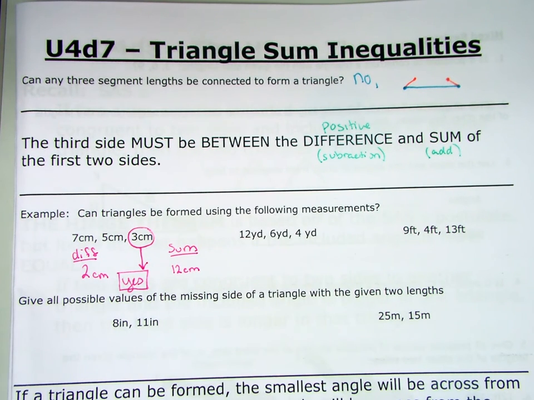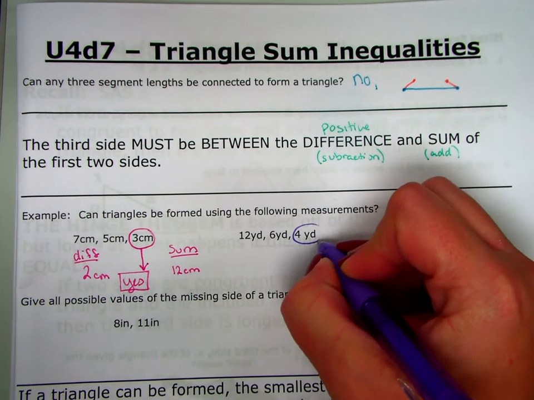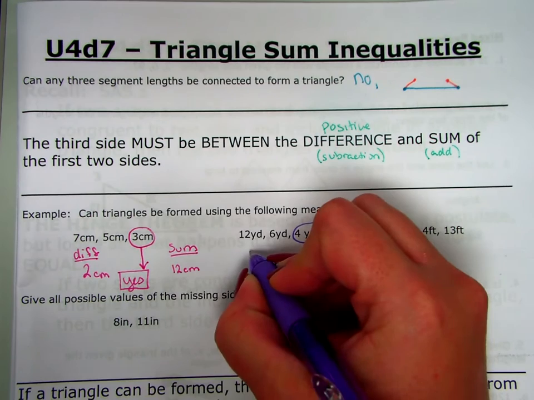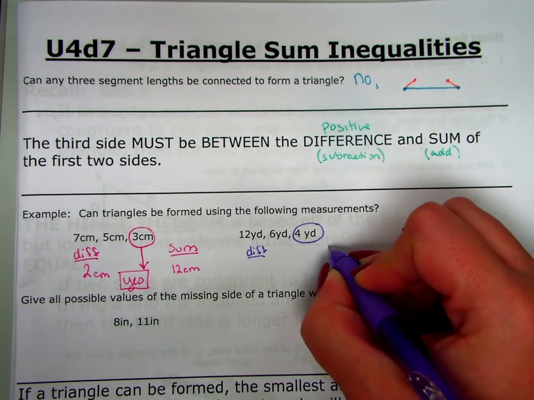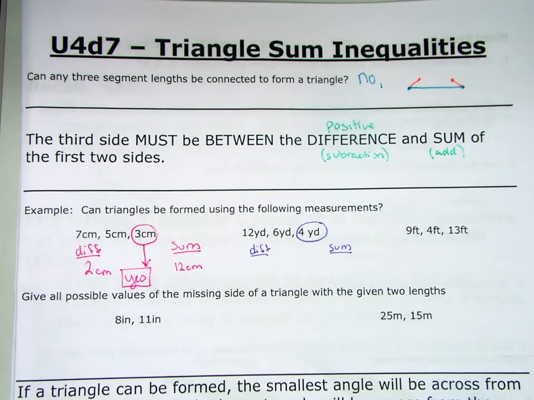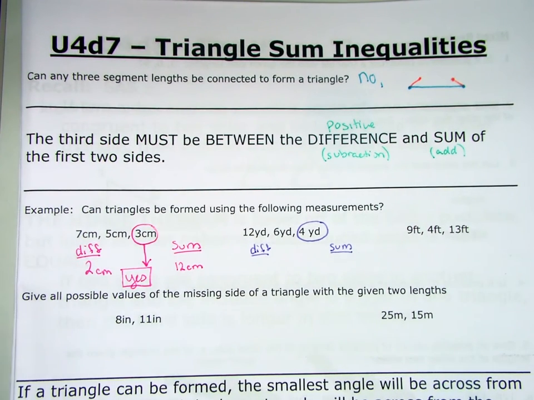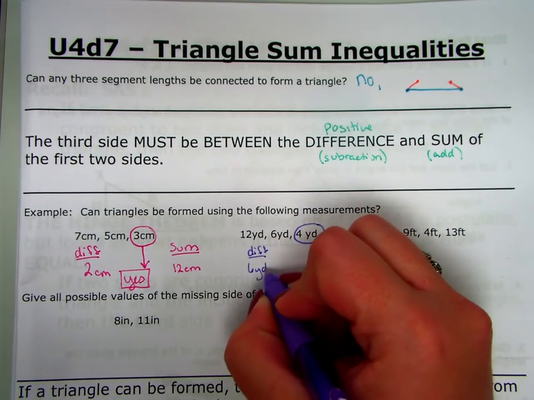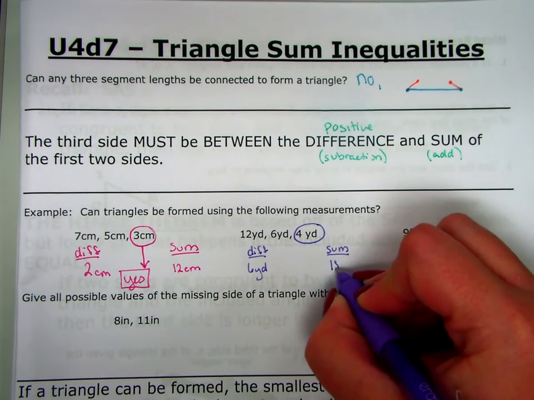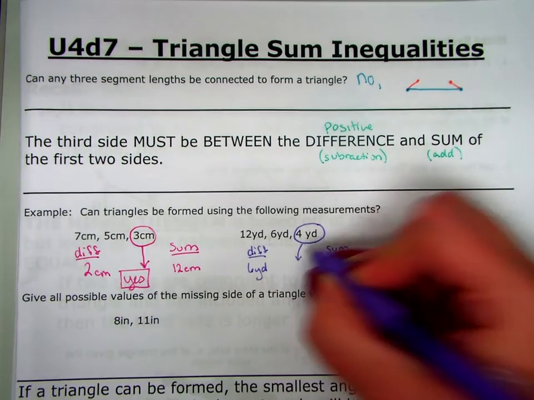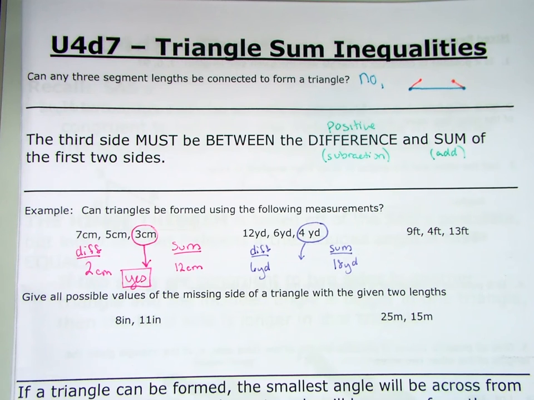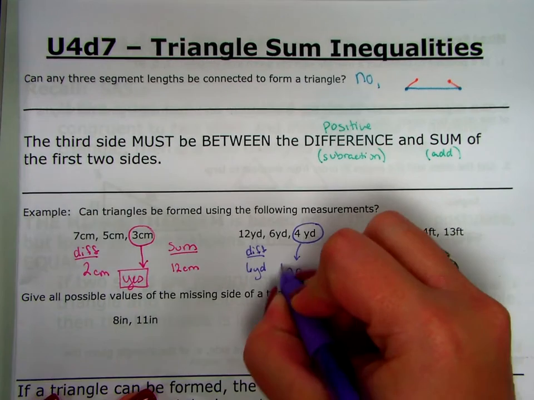Okay? When I look at the next one, I'm going to pick a third side. Which one do you want to be the third side? 4. If 4 is my third side, I want to know, does it fall between the difference and the sum? So my other two sides are 12 and 6. What's the difference? 6 yards. What's the sum? 18 yards. Does 4 fall between 6 and 18? No. So what that means is that 12 yards is going to be too long, and my 6 yards and my 4 yards aren't going to reach. Okay? So this is a no.